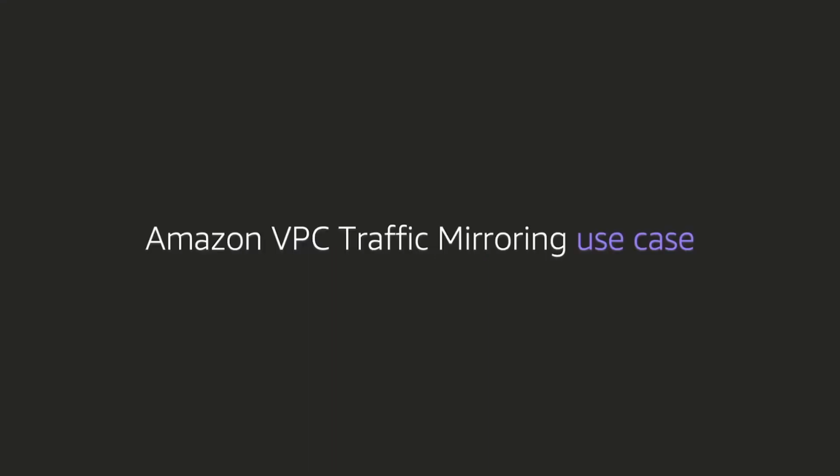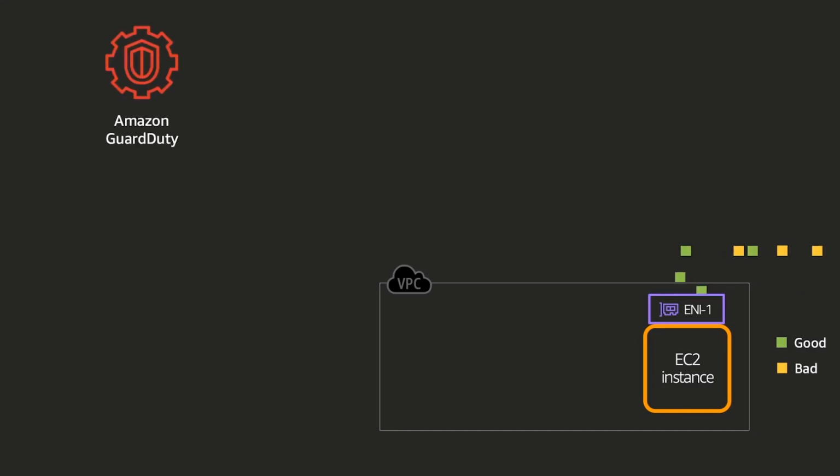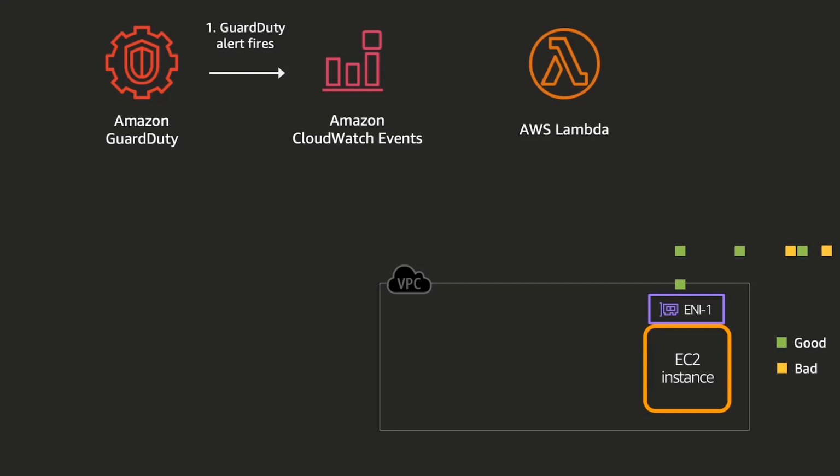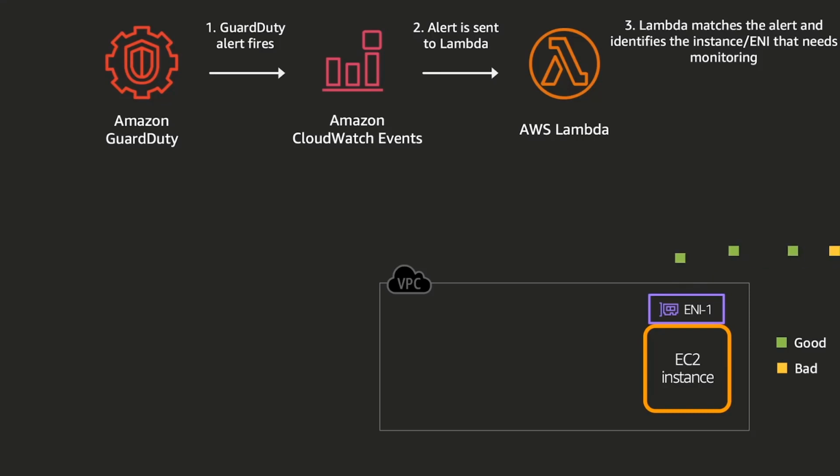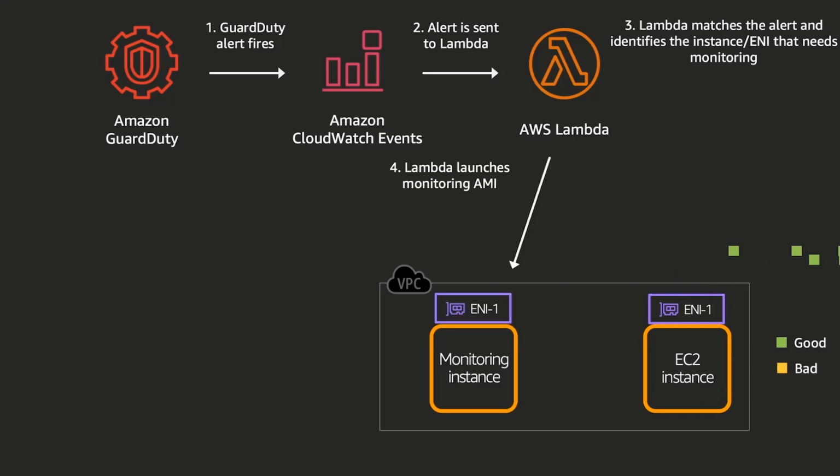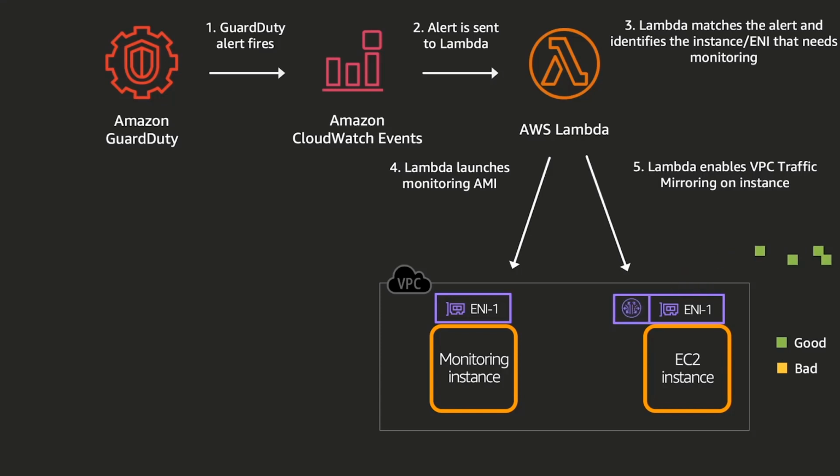Okay, let's dive into a quick Amazon VPC traffic mirroring use case. And this is actually kind of cool. It's a bit of a Rube Goldberg machine, but pretty awesome stuff too. So we've got an instance here that's receiving traffic, and there might be bad traffic coming into the instance. Now, it's up to you to define what bad traffic is. But Amazon GuardDuty might fire an alert based upon the traffic that's seen to this instance. And so it'll fire an alert to Amazon CloudWatch Events, which will trigger a Lambda event. So it'll match the alert and then identify what the instance and ENI is that needs monitoring. And then Lambda can go and spin up a monitoring AMI or monitoring instance and enable VPC traffic mirroring.